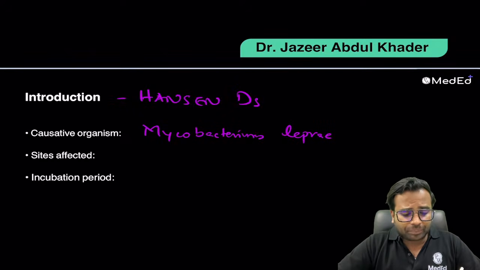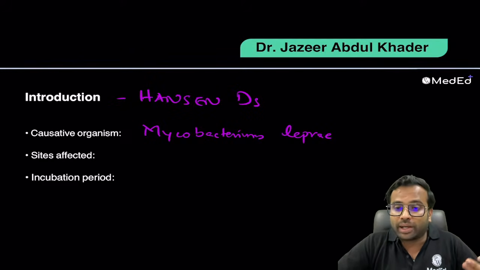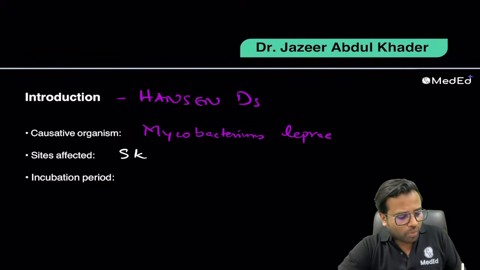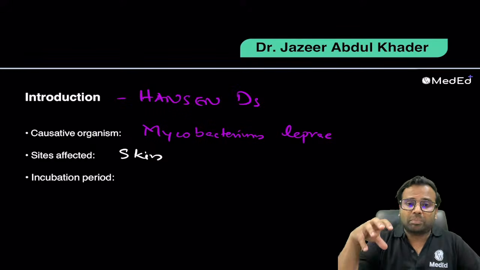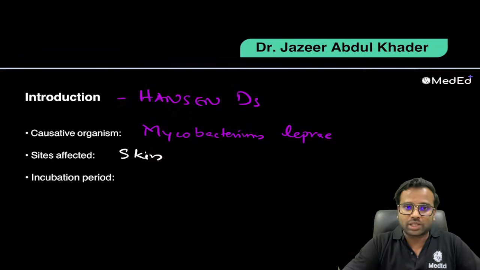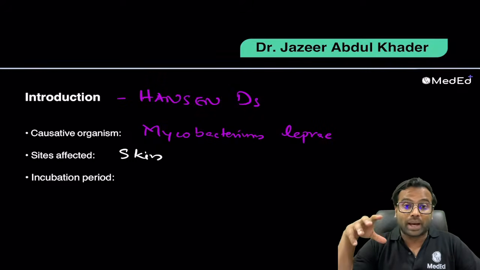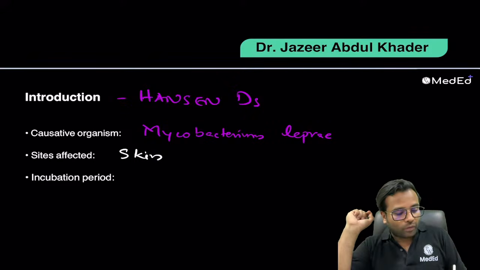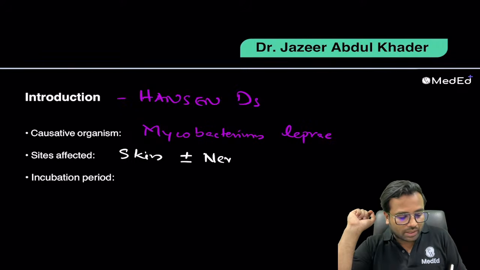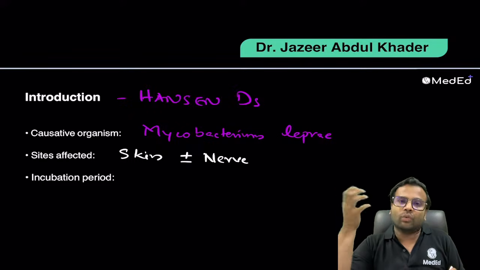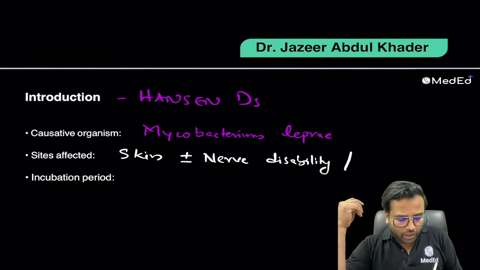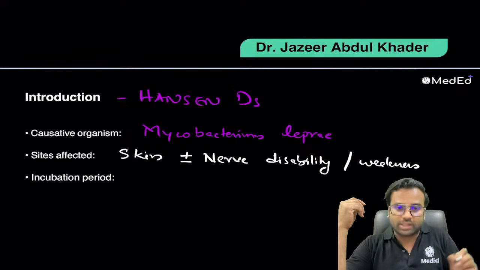In this disease called leprosy, what are the sites that are commonly involved? Most commonly the patient would come to you with a complaint that there is a hypopigmented patch or a depigmented patch or an erythematous lesion over the skin. Along with the skin, most of the time there is nerve involvement as well, which usually comes with a nerve disability or nerve weakness. All these things can be seen.